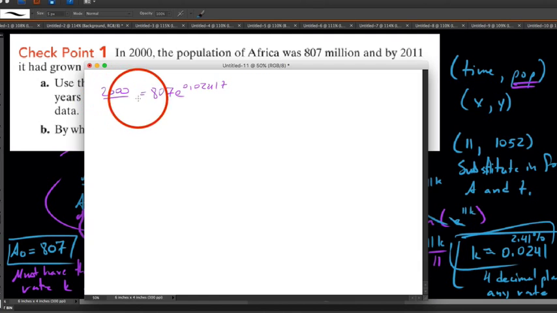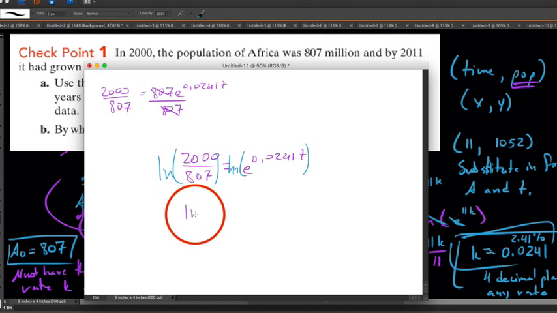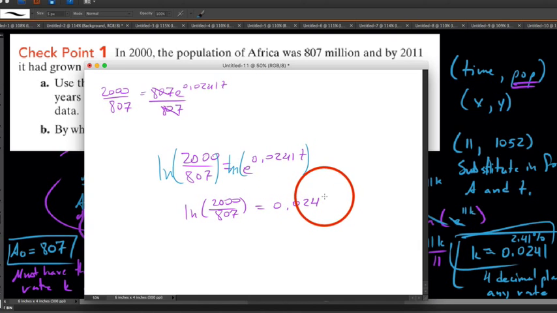And so solving for this here, we're going to divide both sides by 807. So we get this expression here. So now we have 2,000 807ths is equal to e to the 0.0241 time. So now we're going to take the natural log of both sides. I'm going to cheat a little bit here. I'm going to write ln of both sides. And so we get this. We get the ln of 2,000 over 807 is equal to 0.0241 times time. So now all that's left to do is divide both sides by this 0.0241.